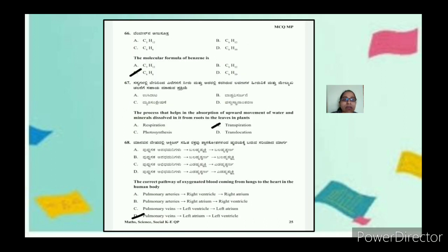Next question, the molecular formula of benzene is. So benzene has a molecular formula of C6H6. The process that helps in the absorption and upward movement of water and minerals dissolved in it from roots to the leaves in plants is known as transpiration.